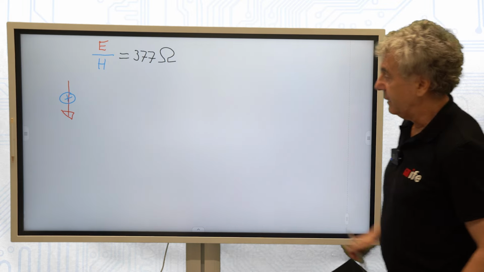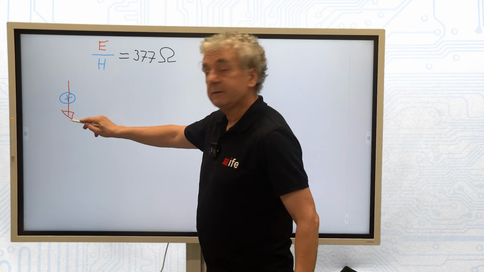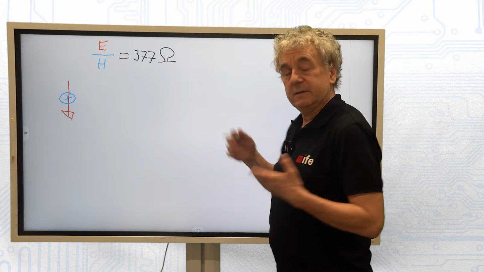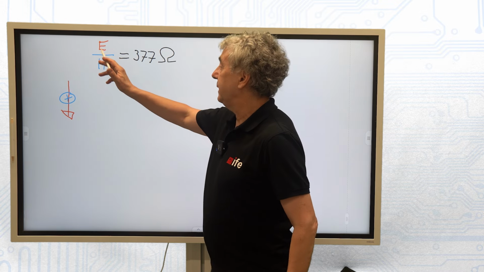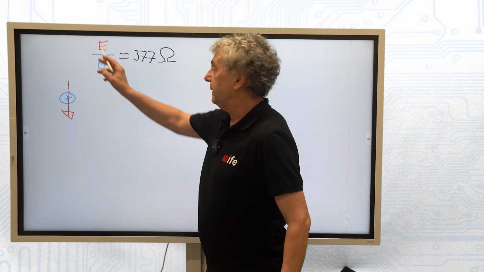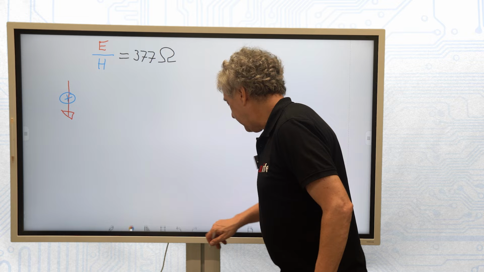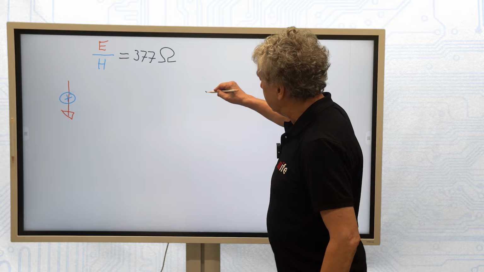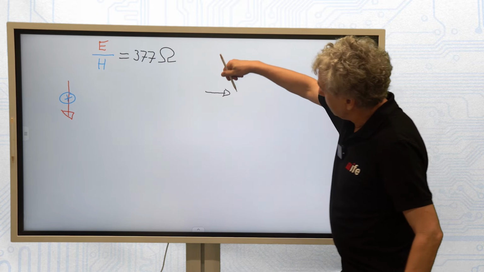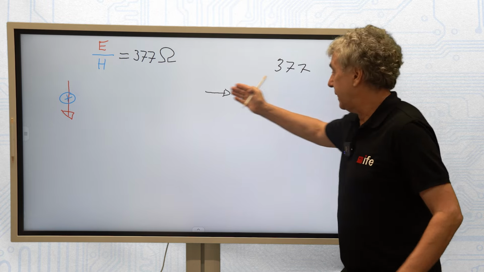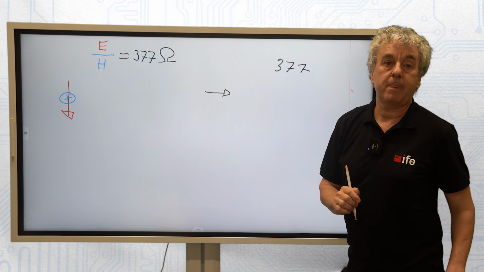Think about an electromagnetic wave coming: E field vector, H field vector, and the propagation direction is here. For reasons not explained here, if we divide the E field magnitude by the H field magnitude, we get an impedance of 377 ohm in free space. Now imagine that this wave is propagating here, and it sees 377 ohm, so the wave can propagate without a problem.